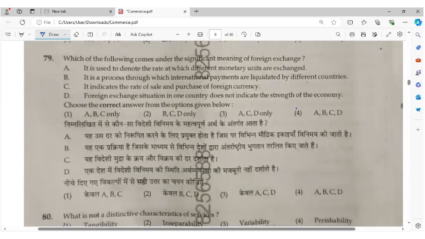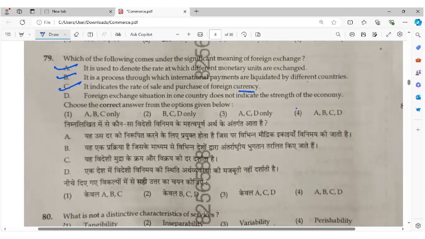Okay, the next question: which one of the following comes under the significant meaning of foreign exchange? For foreign exchange, it denotes the rate at which different monetary units are exchanged. This is true. It is a process through which international payments are liquidated by different countries. This also comes under foreign exchange. Then it indicates the rate of sale and purchase of foreign currency. Okay, so it is also true.